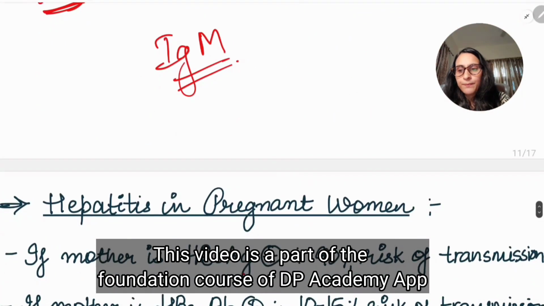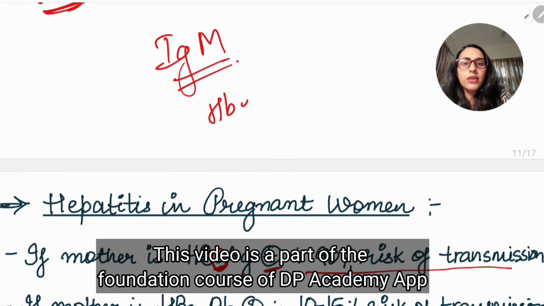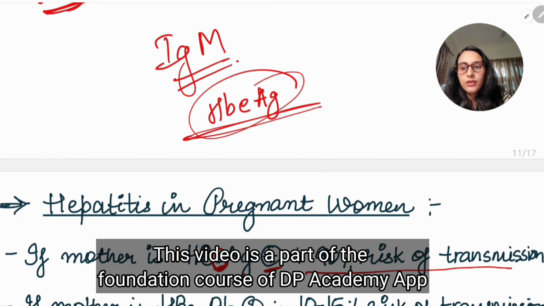Now hepatitis in the pregnant woman. If the mother has hepatitis and the pre-core antigen, HBe antigen, is positive, that means a 90% risk of transmission. I told you, HBe antigen means there is high infectivity. So with high infectivity, the risk of transmission is 90%.